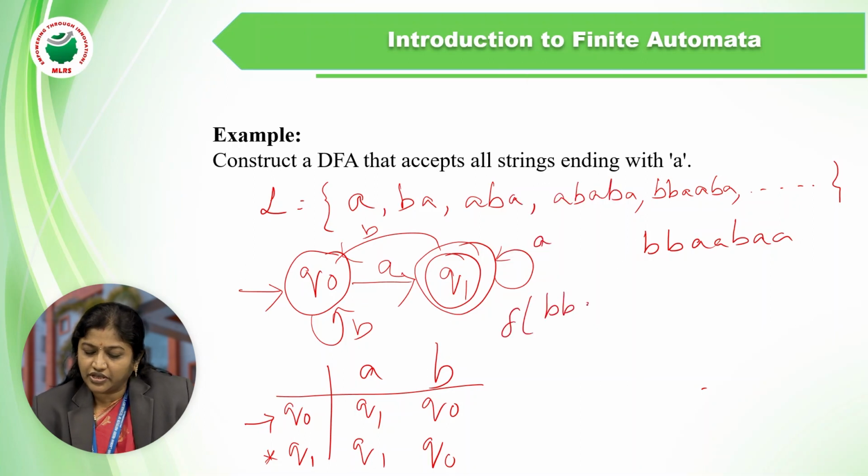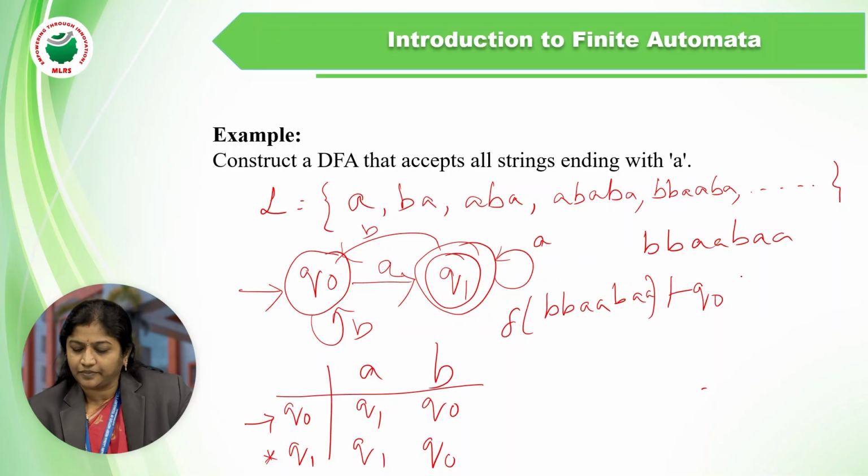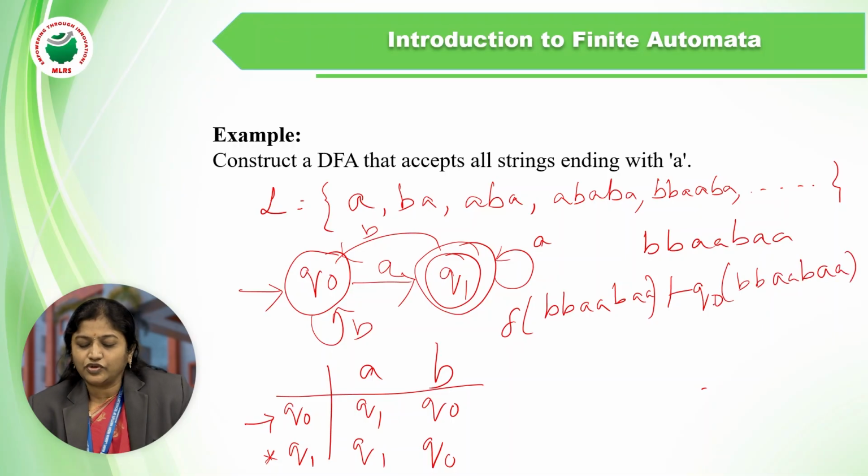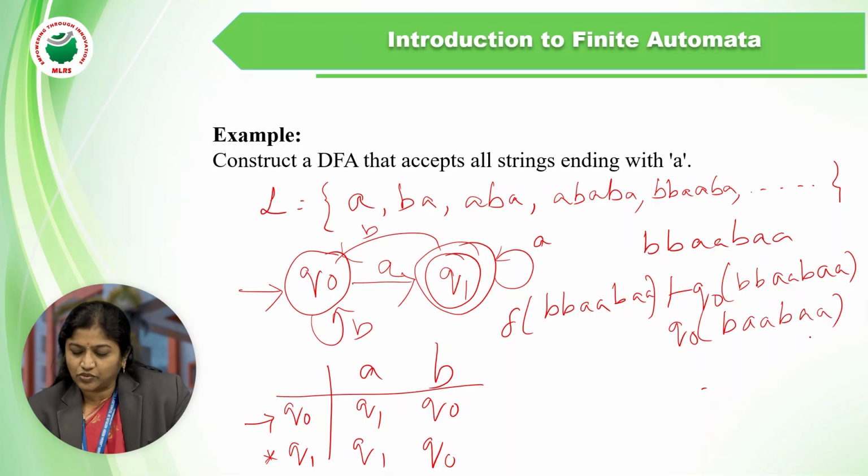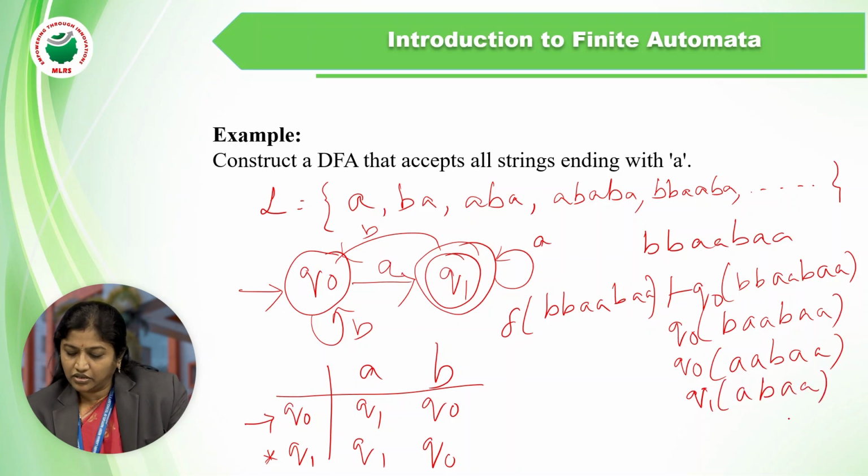Transition of B, B, A, B, A. Start state is what? Q0 here. Q0 on B is what? Q0. So, B, A, B, A. Next, Q0 on B is what again? Q0. A, B, A. Q0 on A is what? Q1. A, B, A. Q1 on B.